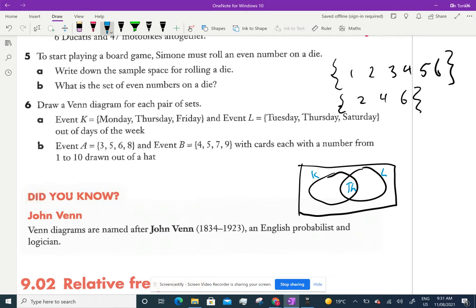So K also has Friday and Monday. So Monday and Friday. And event L has Tuesday and Saturday. So Tuesday and Saturday. I'm just double checking. I'm pretty sure I'm right. Oh, come on, where is it?